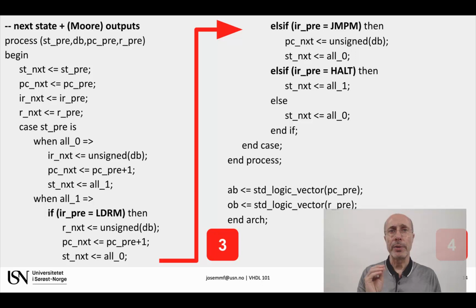Notice that this block of code starts with a set of default signal assignments for the next state and the next value of the program counter, the instruction register, and the data register. It is important to include these default assignments because we won't have to repeat them anymore throughout the state descriptions that follow. All we have to do is to provide different assignments if the operations needed are different from what was defined as default.